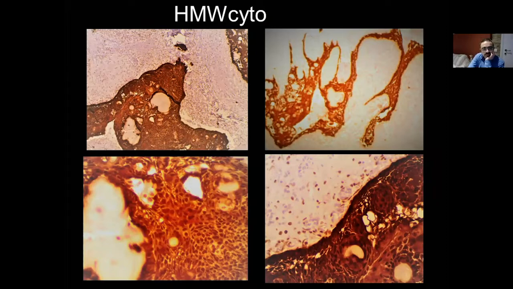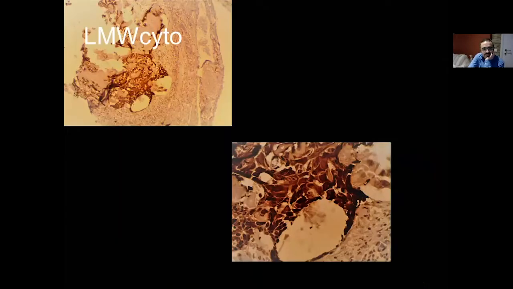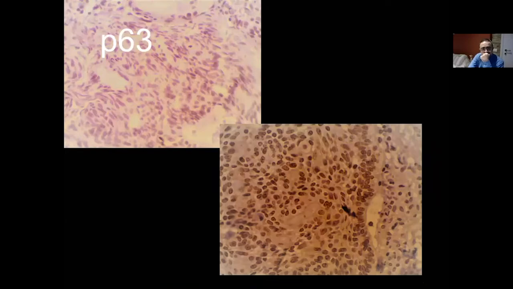And that's why probably, for example, wet keratin is not present in the papillary type craniopharyngioma. It's only present in the adamantinomatous type. Low molecular weight cytokeratin is present in the stellate reticulum. You can see it's negative in the basal layer. P63, it's a squamous marker. Sometimes it's negative, but sometimes it's positive. Here you can see positivity in the stellate reticulum and in the basal layer.